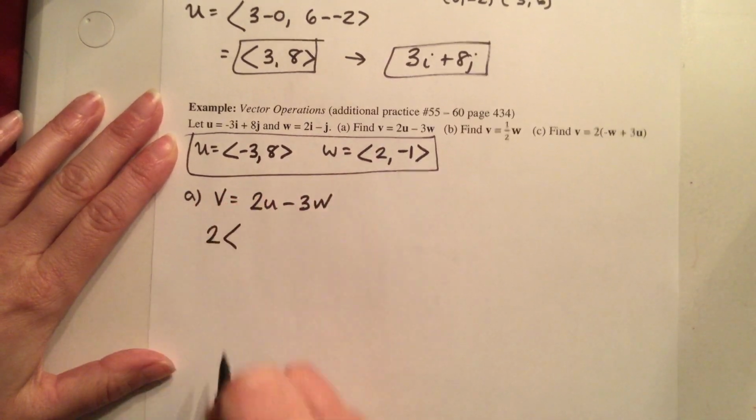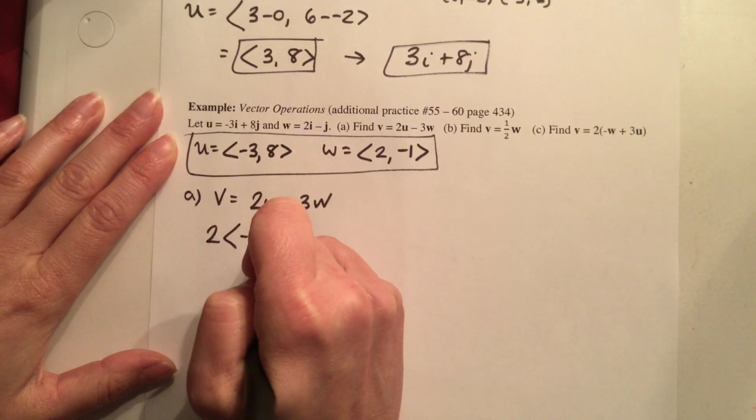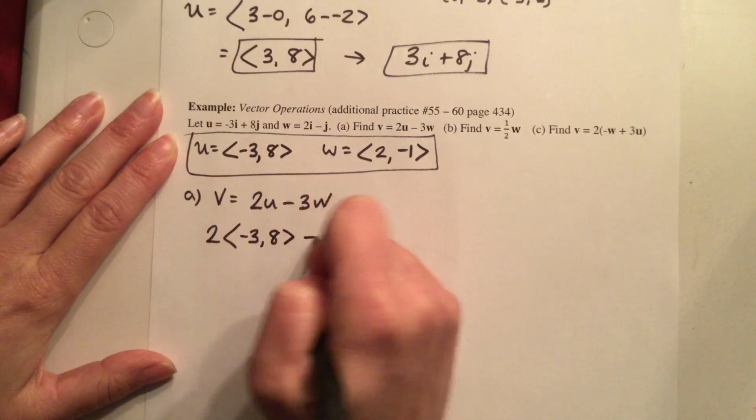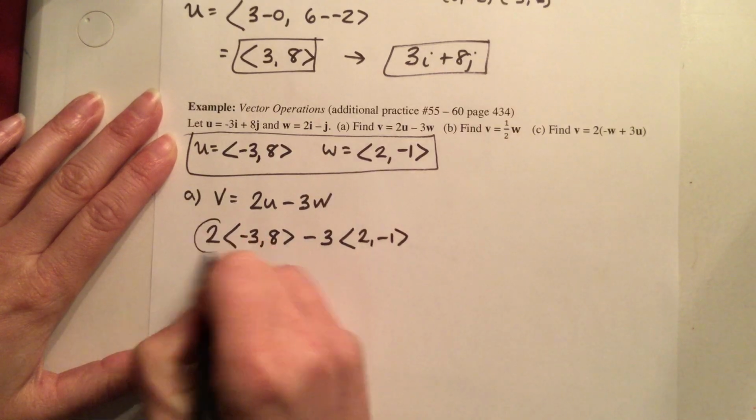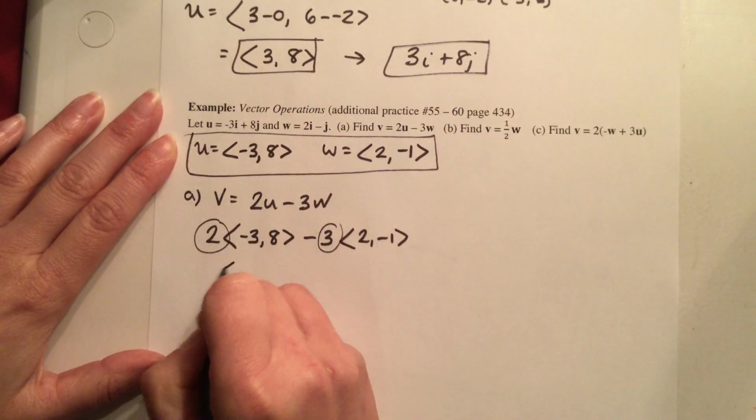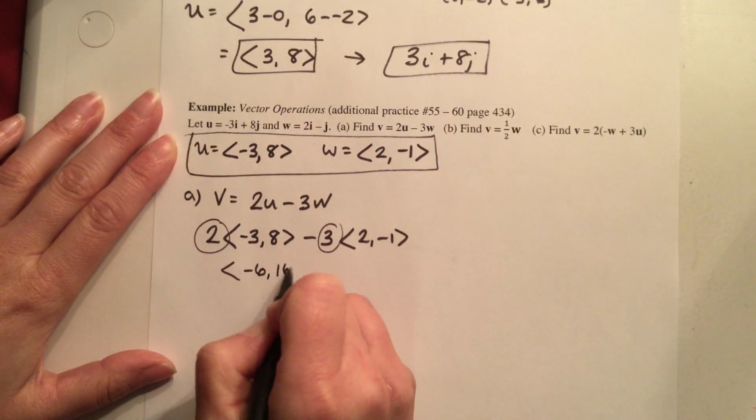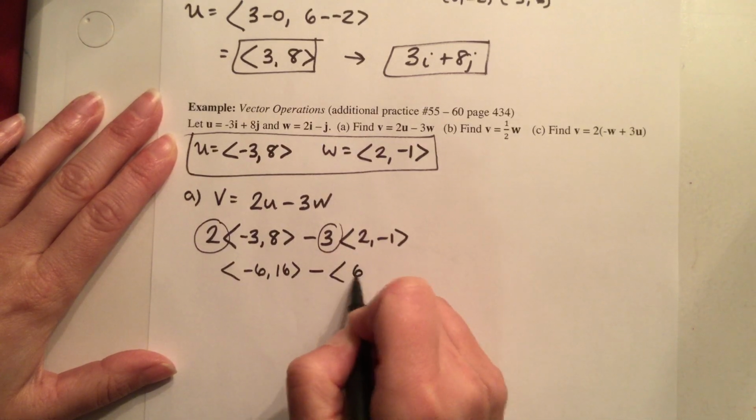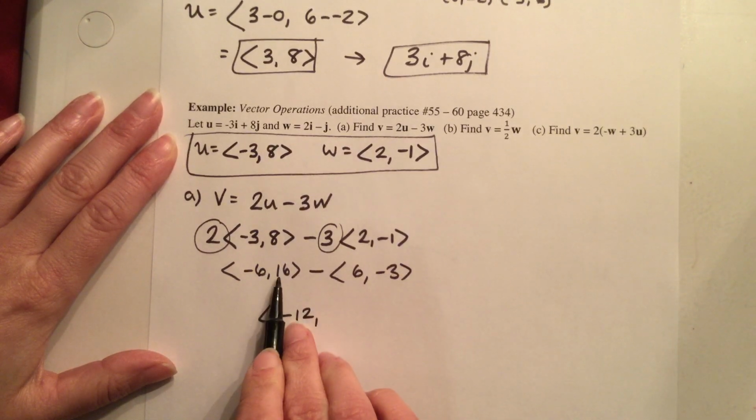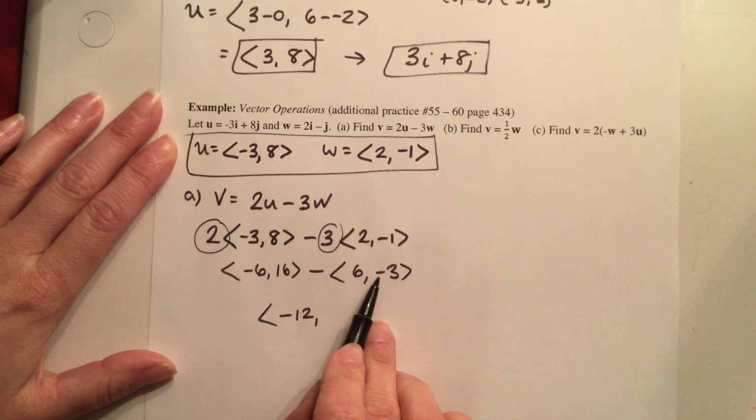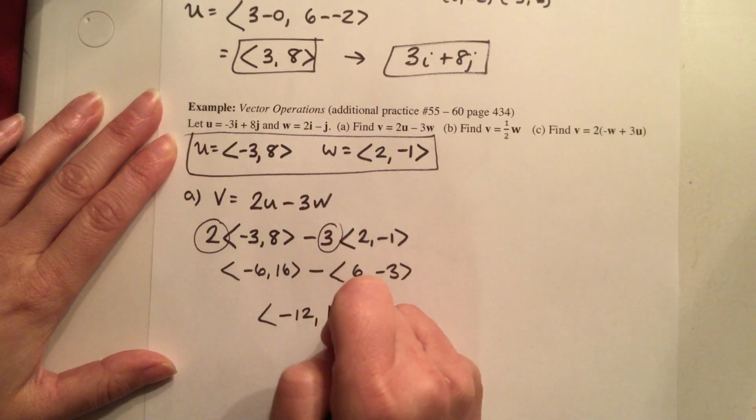So 2 is scalar multiplying u, which is negative 3, 8, minus 3 times w, which is 2, negative 1. So I'm going to bring the 2 in. I'm going to bring the 3 in. So it's negative 6, 16 minus 6, negative 3. So negative 6 minus 6 is a negative 12. 16 minus a negative means I'm actually adding. So 16 plus 3 is 19.